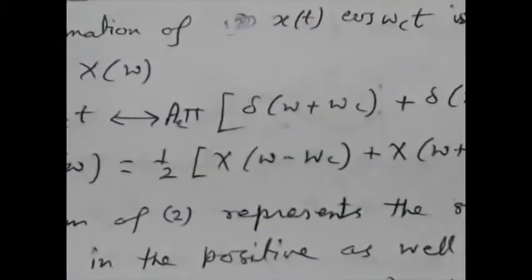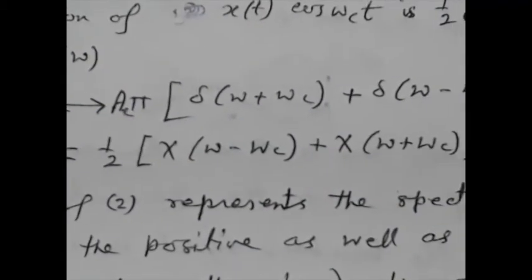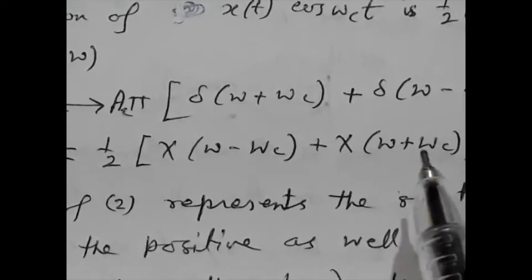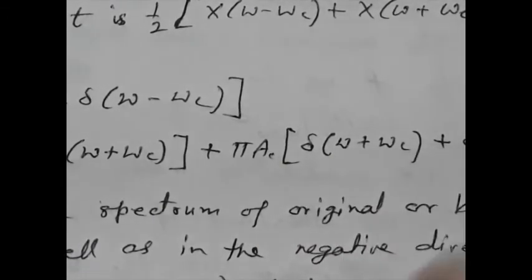So the effective spectrum would be like this: for the first term, half X(ω − ωc) plus X(ω + ωc), plus π Ac [δ(ω + ωc) + δ(ω − ωc)]. So let us try to understand the spectrum.